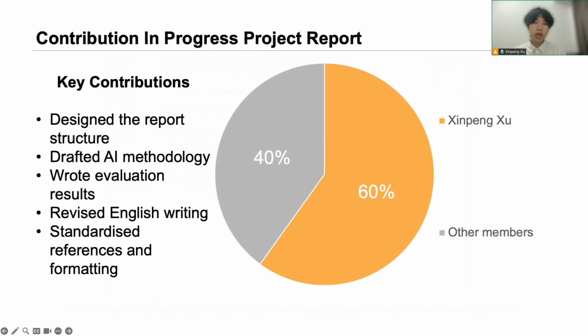Besides the software development, I also made a major contribution to our progress report. I designed the overall report structure and organized the contents so that every section followed a clear and logical flow. I was mainly responsible for writing the AI methods and the evaluation results, where I explain our AI framework and analyze its performance. In addition, I revised the English writing, standardized the references and formatting, and ensured the final report met the university's academic requirements before submission.